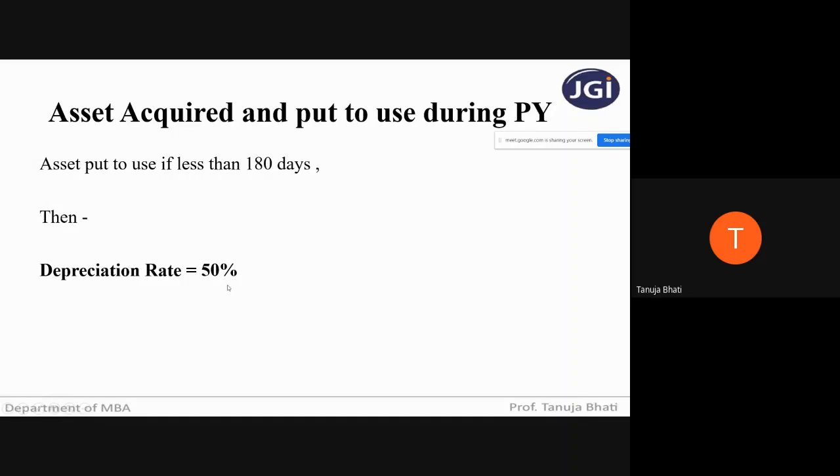So suppose the rate for the whole year for building is 10%, but you acquired the building in the previous year and you're using it for less than 180 days, then you cannot charge full 10% on that building as depreciation. You got to charge 50% of 10%. That is 5% only will be allowed as depreciation. Reason being, the asset is put to use for less than 180 days. This is again very important when we solve the problems.